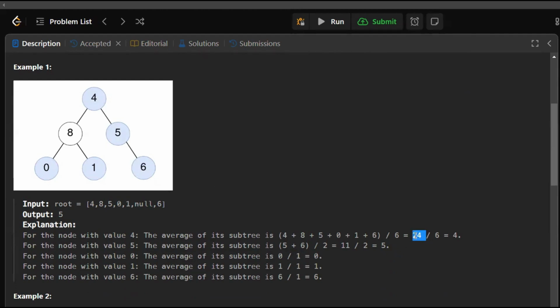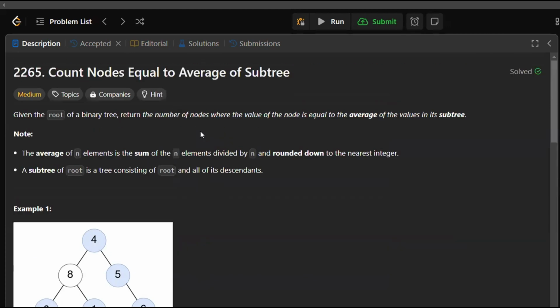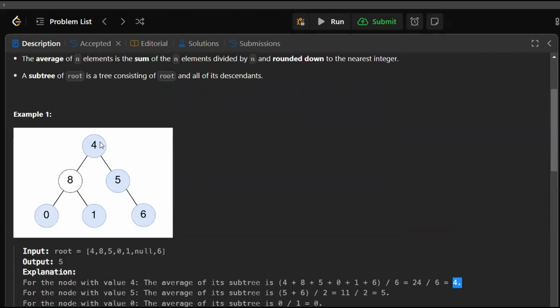So the summation of all of them is 24. And as there are 6 nodes, we have to divide 24 by 6 and we will get 4. Now this average value 4 is exactly equal to the root node, which is 4. So we can say that this node is one of our answers.